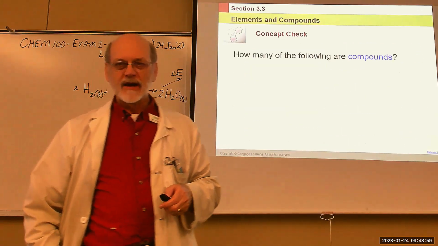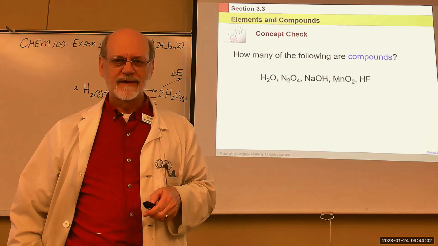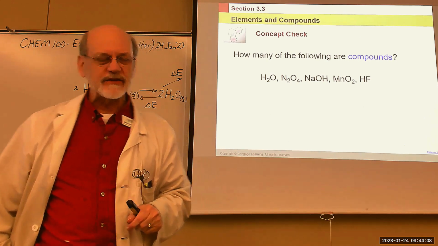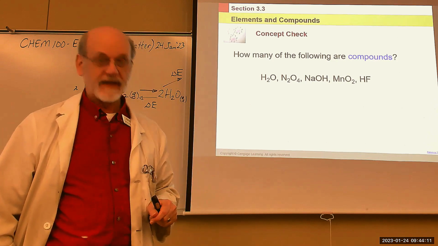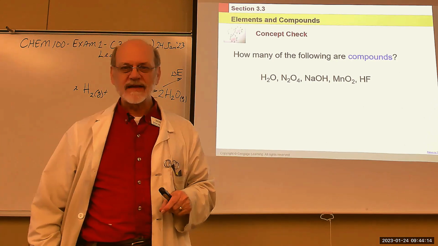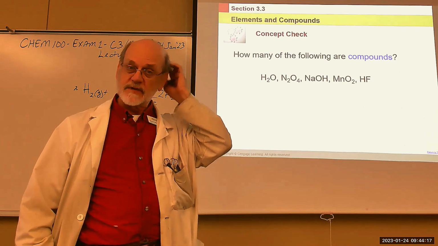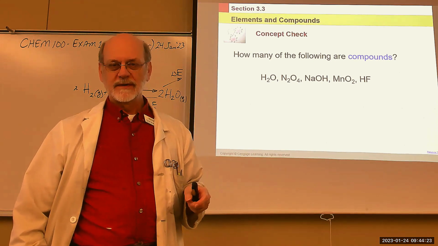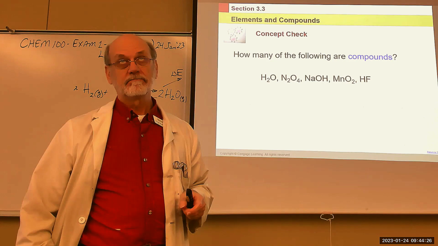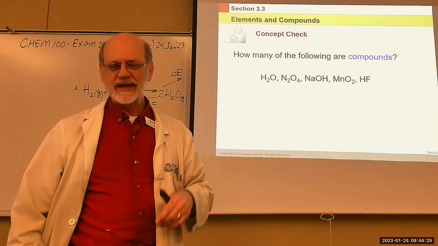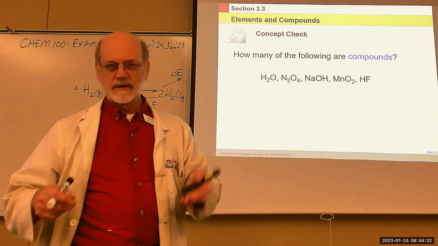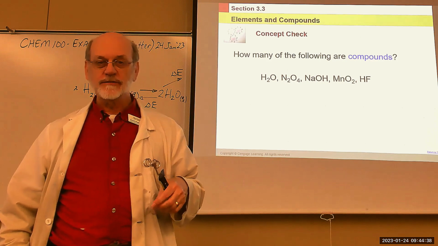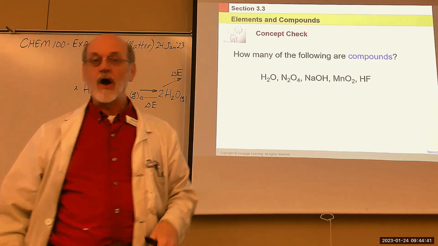Okay, how many of the following are compounds? Let's see, there's water. Two different elements, that's a compound. How about N2O4? Yep, that's a compound, two different elements. How about NaOH, which is sodium hydroxide? That's a compound. How about MnO2, manganese 4, I'll explain that to you later. Manganese, Roman numeral 4, oxide. That's a compound. HF, hydrogen fluoride. That's a compound. All of those are compounds.